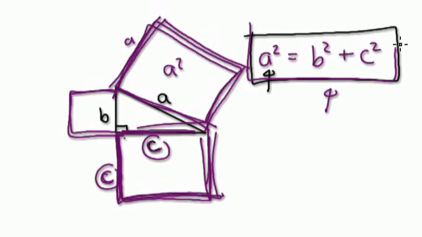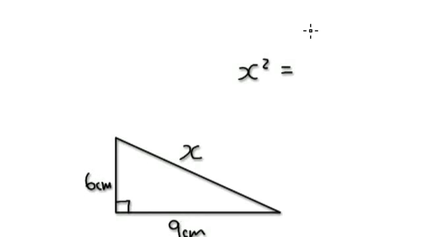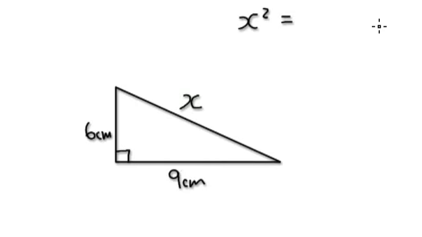By just knowing this, you can work out lots of different things. For example, let's look at this one here. You're trying to work out x. Remember, it's always the hypotenuse, always the longer side, that's on its own. Remember the theorem says a squared equals b squared plus c squared. In our case here, the hypotenuse is x. It's what we want to work out.